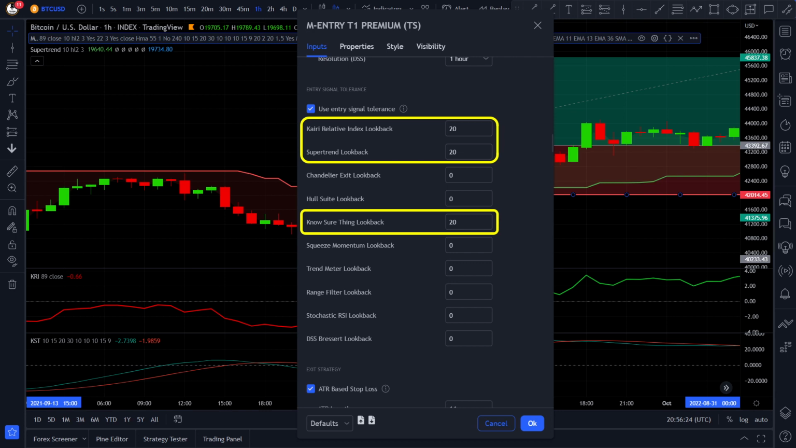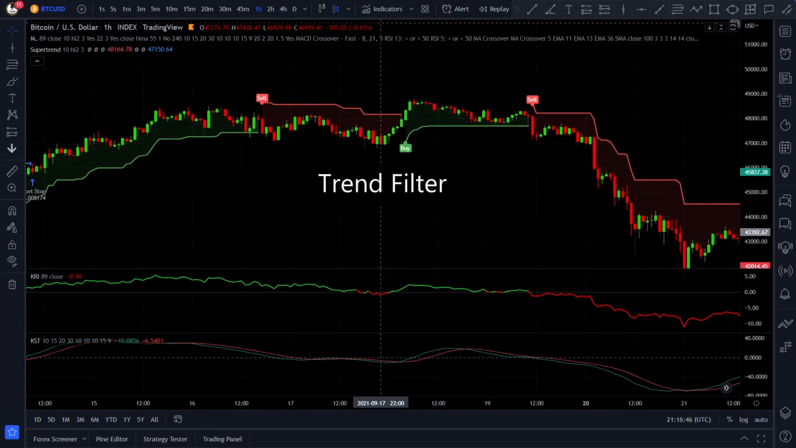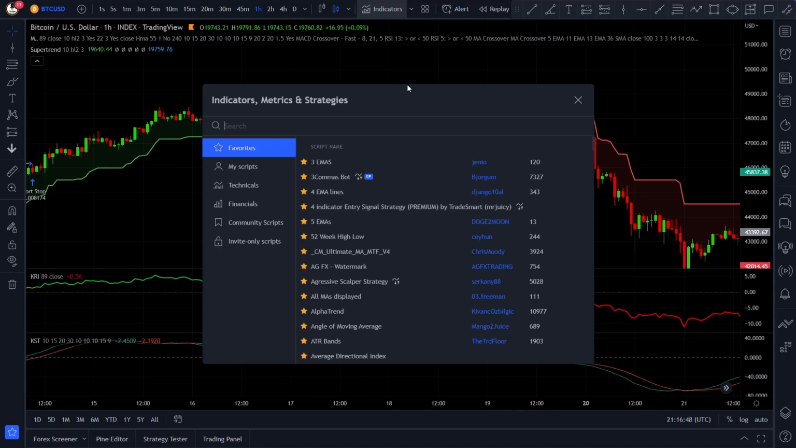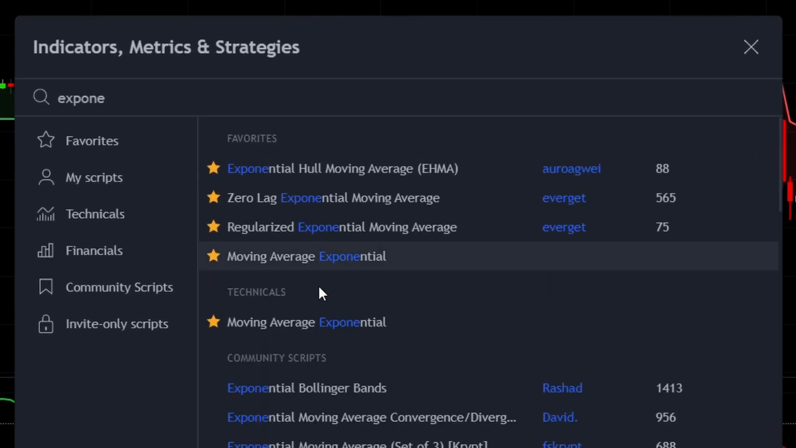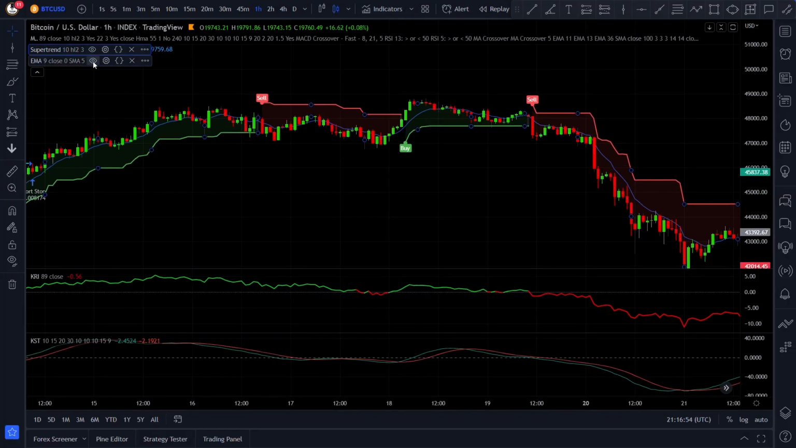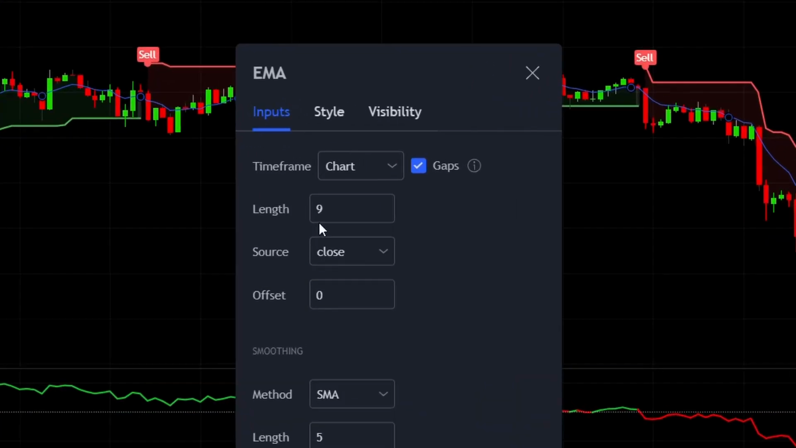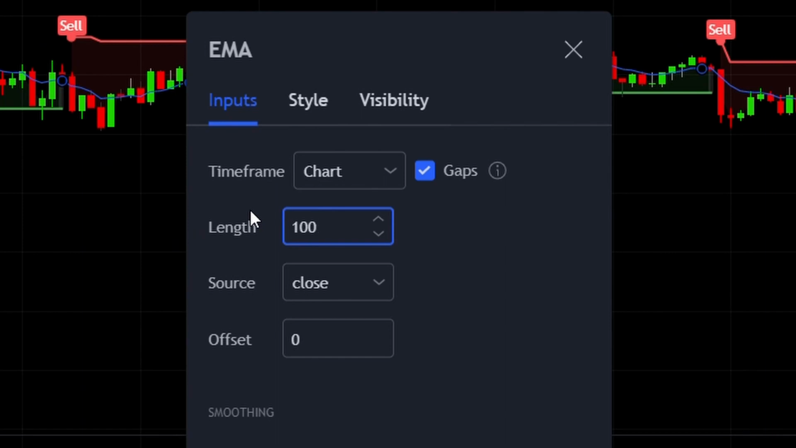Moving on, let's add 2 filter indicators which are going to help us eliminate losing trades. The first one is going to be a simple trend filter. So back to the indicators tab and type in exponential moving average. Click on this one. We have to change the length of the EMA, so go into its settings and set the length value to 100.